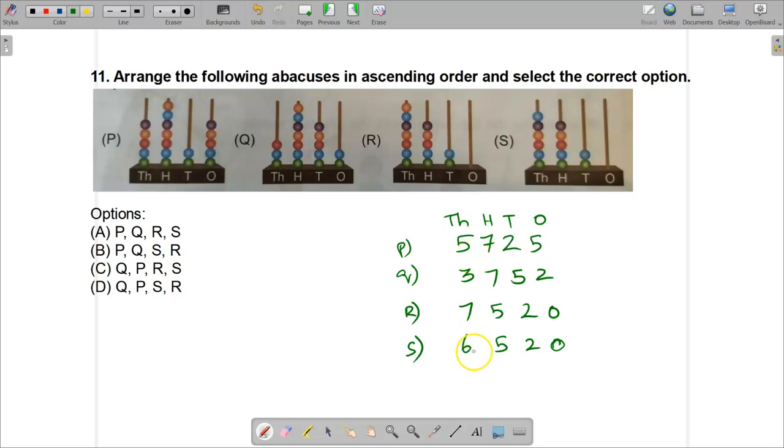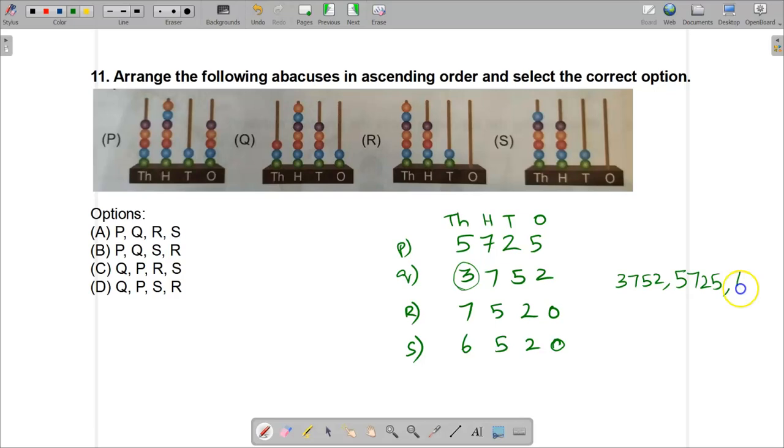So compare the thousands position, then it is easy for us to arrange in ascending order. Ascending order means we have to write the smallest number first, followed by the biggest number. Comparing the thousands position, 3 is the smallest number. So that number is 3752. Then the next number after 3, which one is bigger? It is 5, so 5725.